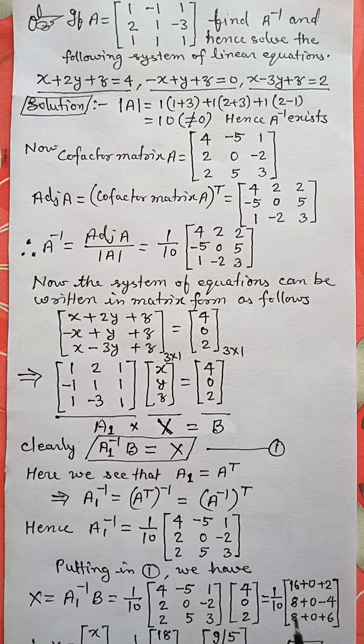On simplification, we are going to have 1 by 10, this is 18, 16 plus 2, that is 18, 8 minus 4, that is 4, 8 plus 6, that is 14. Now, again simplifying, we have 18 by 10, that is 9 by 5, 4 by 10, that is 2 by 5, 14 by 10, that is 7 by 5. Hence, the variable matrix is nothing but this. That means x is equal to 9 by 5, y is equal to 2 by 5, and z is equal to 7 by 5. This is the solution of the system of equations.